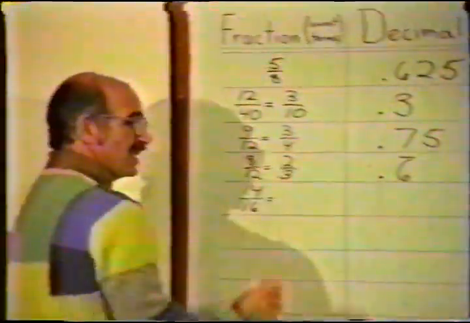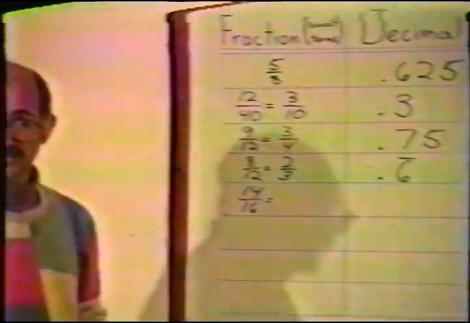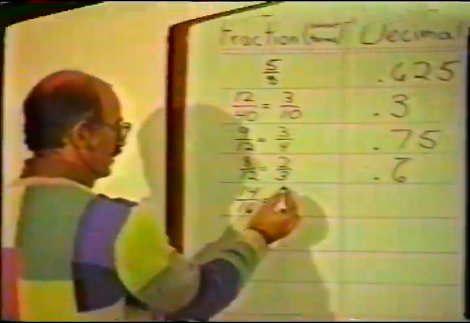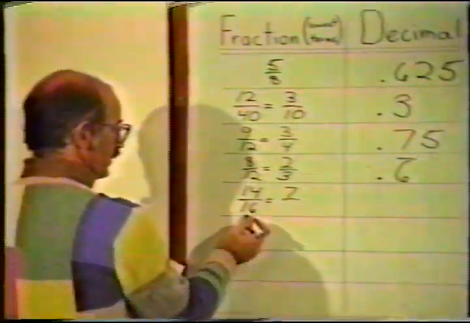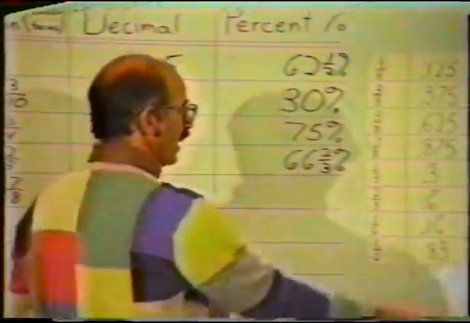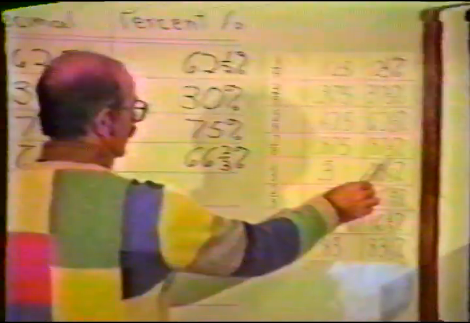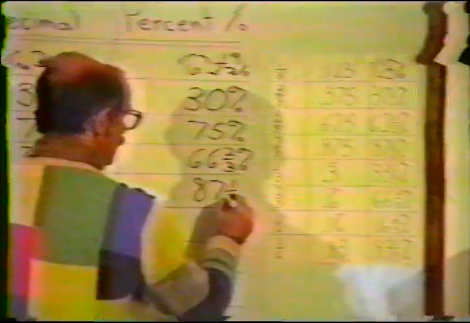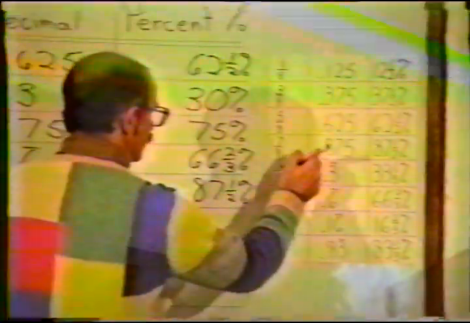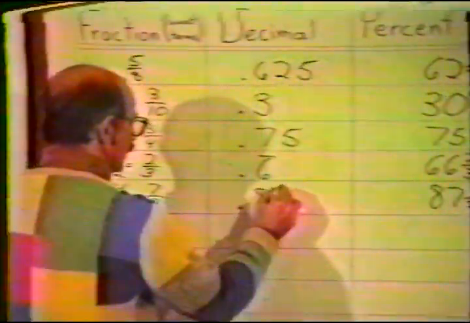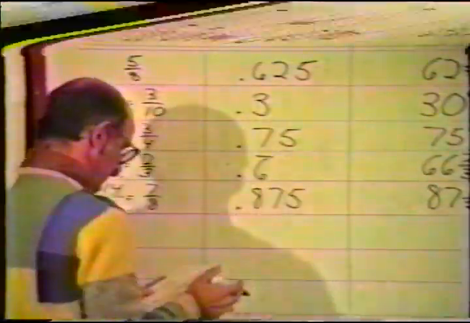14/16. Let's reduce it by using 2. 2 into 14. 7. 2 into 16. 8. 7/8 is a memory percent. How much percent is 7/8? 87.5%. And the decimal is 0.875.